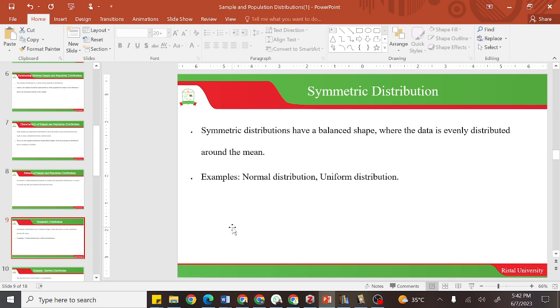So one pattern that will happen is that you will have data that is balanced. That means that let us say the left hand side is almost identical to the right hand side. So you get what we call a balanced shape. That means that the side on the left of the mean and the side on the right of the mean will actually be equal. And basically these are what you call the normal distribution, which is very common, and then also what you call uniform distribution.